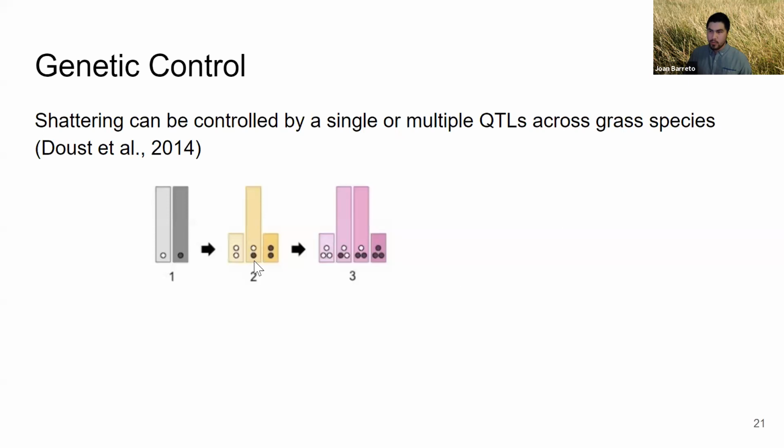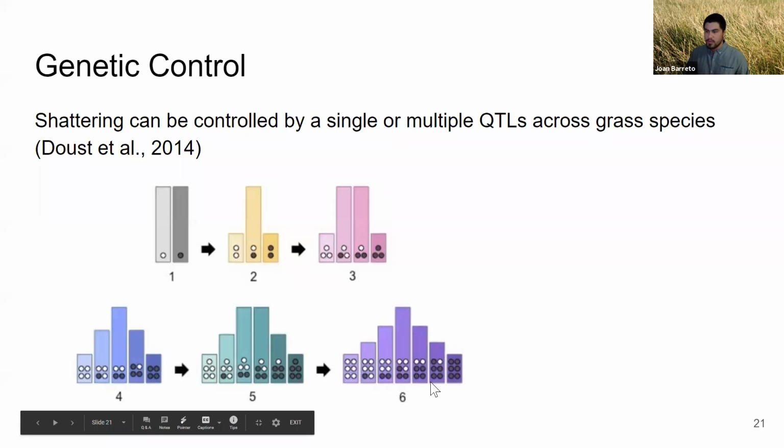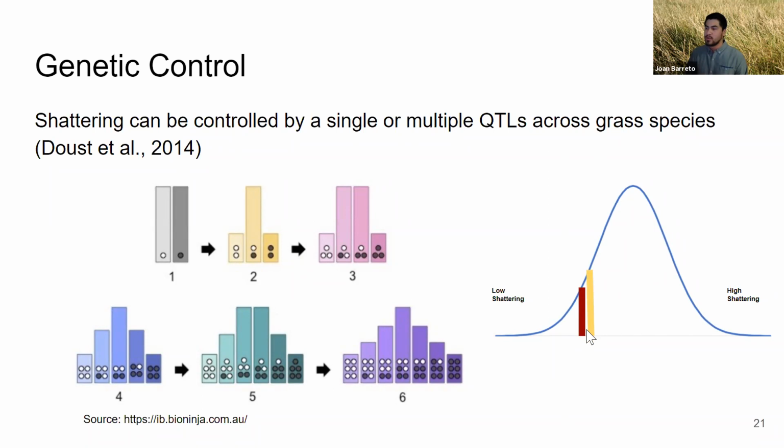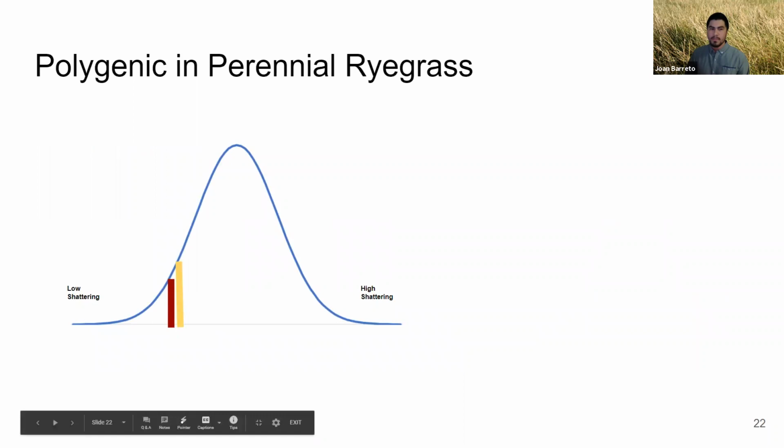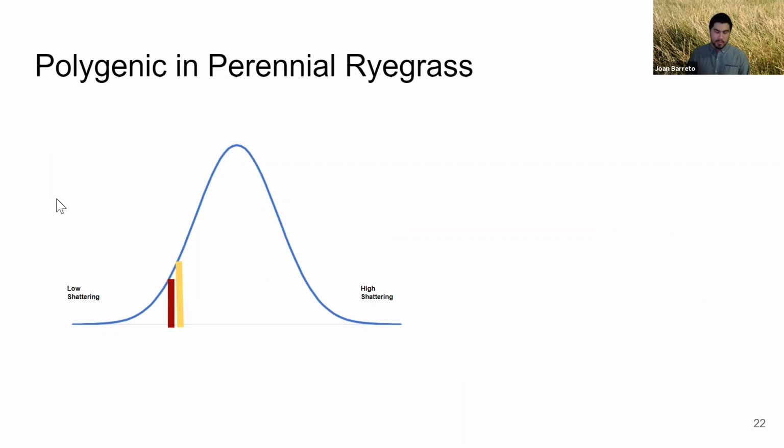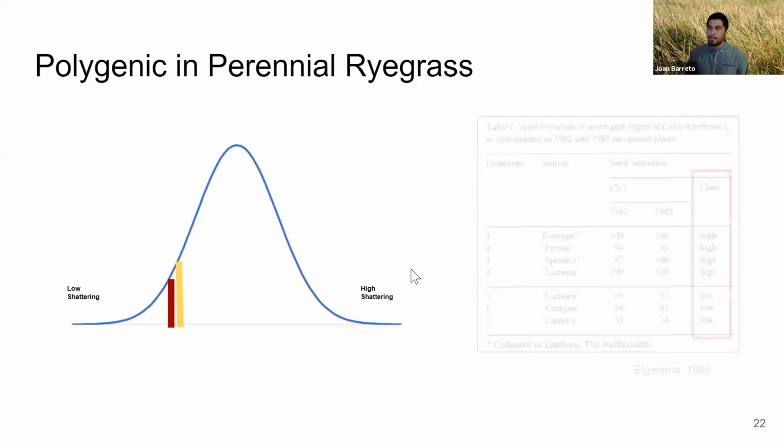And as there are more genes controlling the trait, we start to see a distribution, and it becomes a little bit more difficult to differentiate how much shattering there is between, for example, cultivar maroon and cultivar gold. In fact, shattering in perennial ryegrass seems to be under polygenic inheritance.